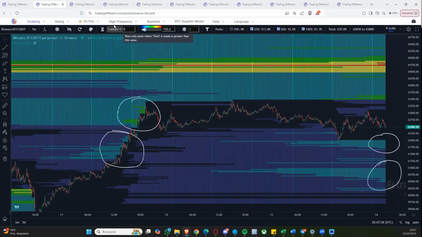The system always detects the highest liquidity within the window I am viewing. It shows the highest liquidity in red and yellow, and the rest of the areas are graduated in other colors. Colder areas indicate lower liquidity.